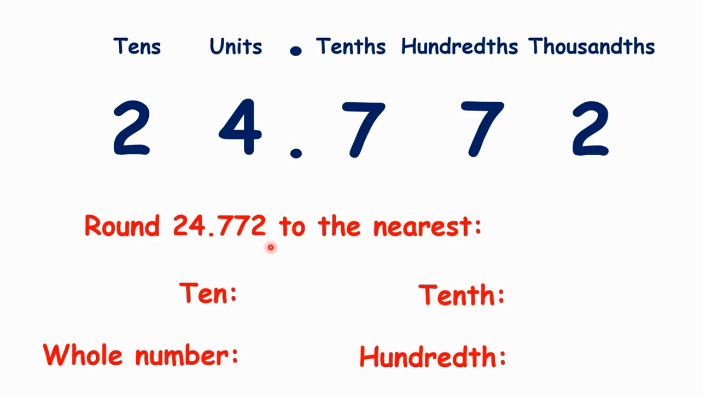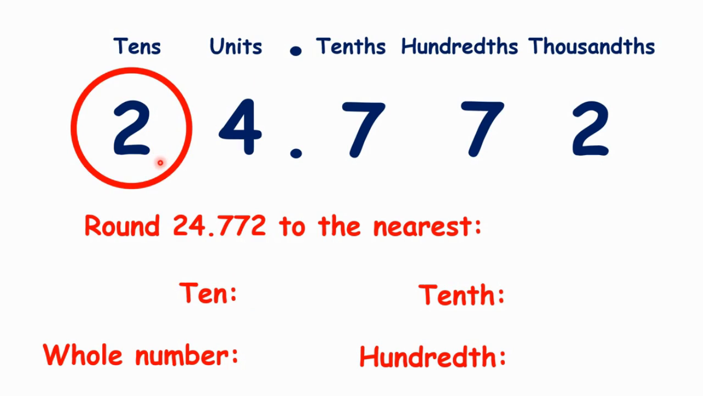So here we have the decimal number 24.772, and we need to round this number to the nearest 10, to the nearest whole number, to the nearest tenth, and to the nearest hundredth. We have our place values labelled, so you'll easily be able to see what we're doing here. If we're rounding to the nearest 10, we do the same thing that we always do.